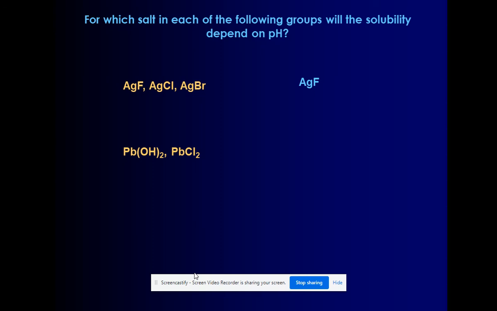In the second set, we have Pb(OH)2 and PbCl2. Hydroxide, being from a strong base, would absolutely be influenced by pH. You could neutralize some of that hydroxide, or you could increase the concentration of the hydroxide present. So Pb(OH)2 would be the salt that was influenced by pH in that particular example. And that would be the end of ionic compound solubility.